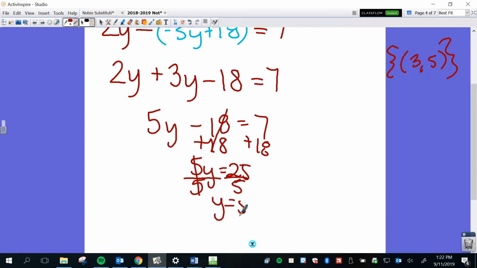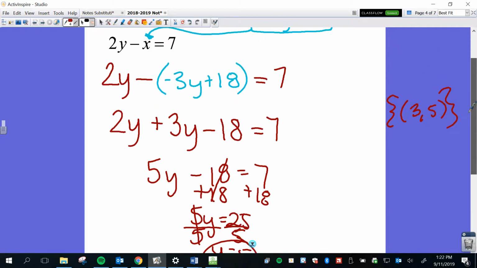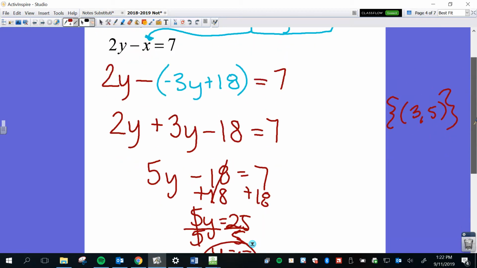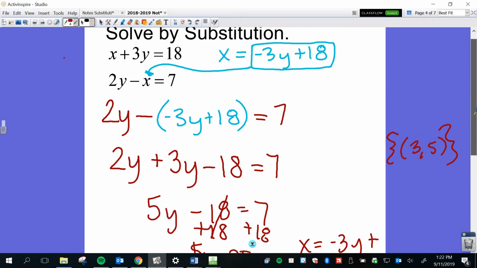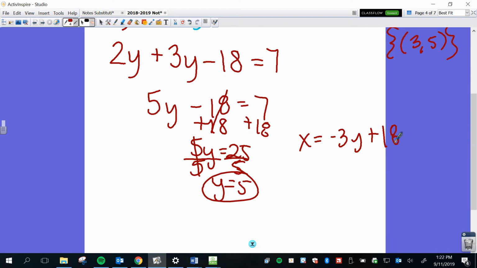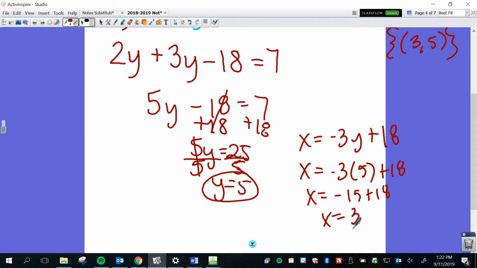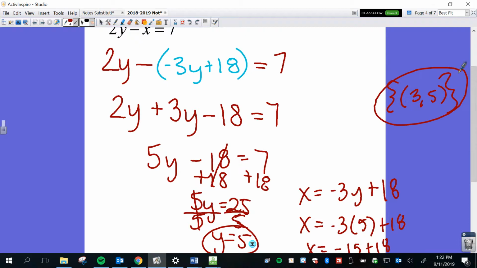y is 5. Plug that in to get x. You can choose any equation to plug in. I would pick the substituted one. So x would equal negative 3y plus 18, or no, is it? Yeah. So I'm plugging in 5 for y. Negative 3 times 5 plus 18. So negative 15 plus 18. So x is 3. Hence, this is your solution right here.